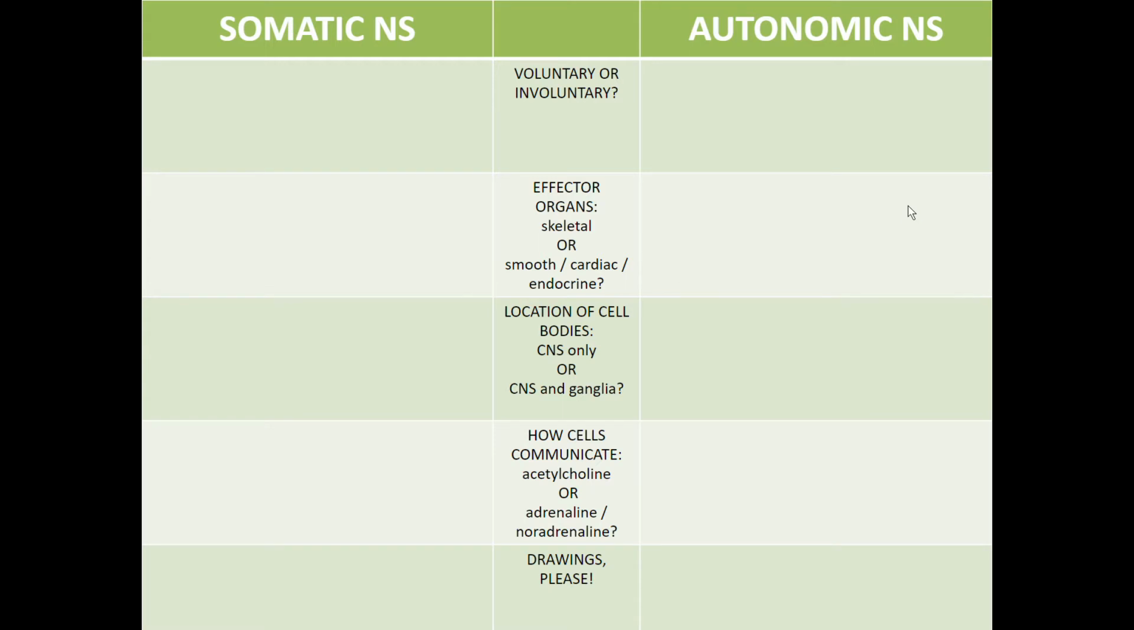So if you were able to master that, then see if you can fill out this really short comparison chart. So up here, voluntary or involuntary. Is the somatic nervous system voluntary or involuntary? What about the autonomic nervous system? What are the effector organs of the somatic versus the autonomic? And so on and so on. And when you're ready, you can unpause the video and we can move on to the autonomic division of the nervous system.